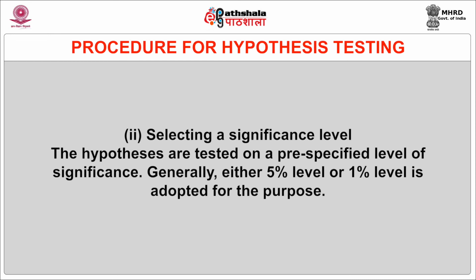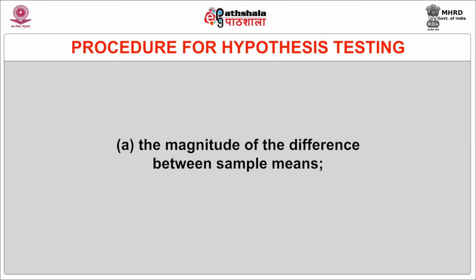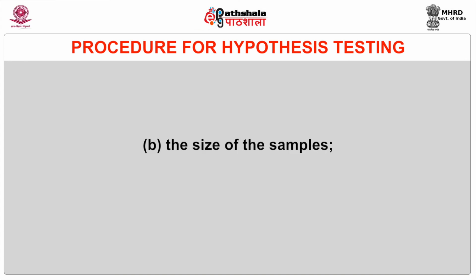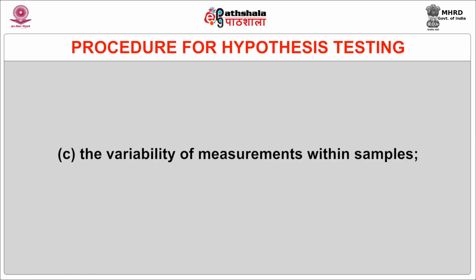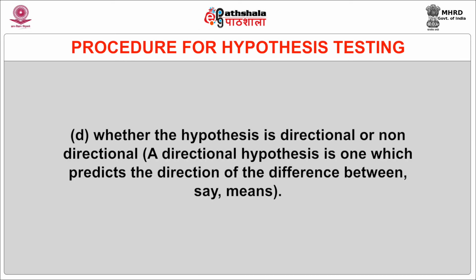Step number 2, selecting a significance level. The hypotheses are tested on a pre-specified level of significance. Generally, either a 5% level or a 1% level is adopted for the purpose. There can be different factors which may suggest choosing a specific level of significance: first, the magnitude of the difference between the sample means; second, the size of the samples; third, the variability of measurements within samples; and last, whether the hypothesis is directional or non-directional. A directional hypothesis is one which predicts the direction of the difference between, say, the means.